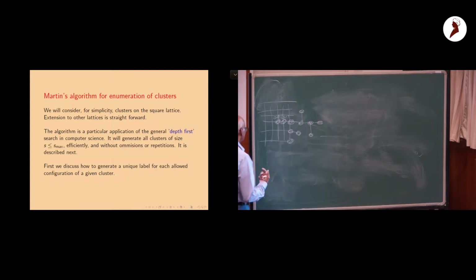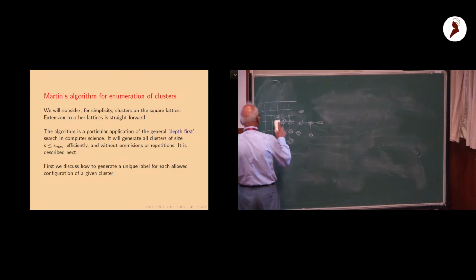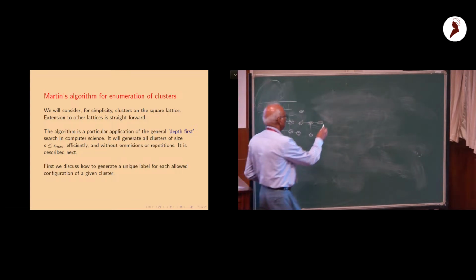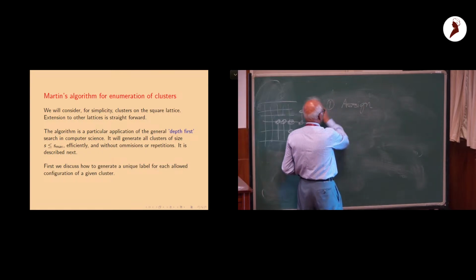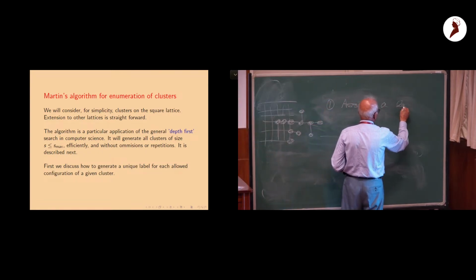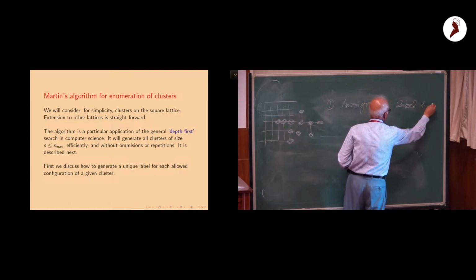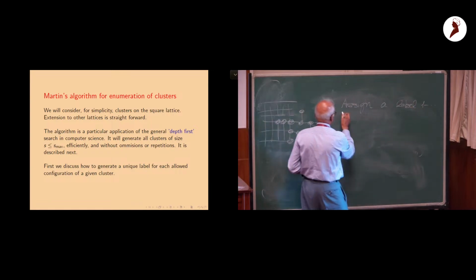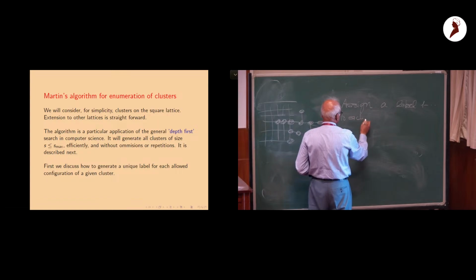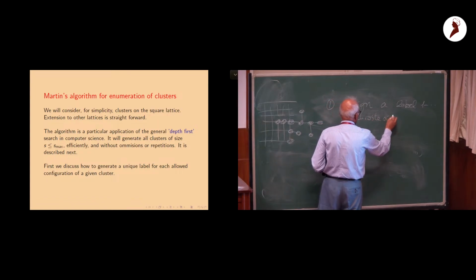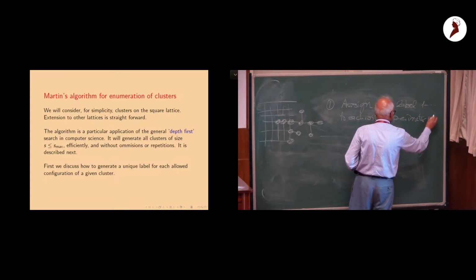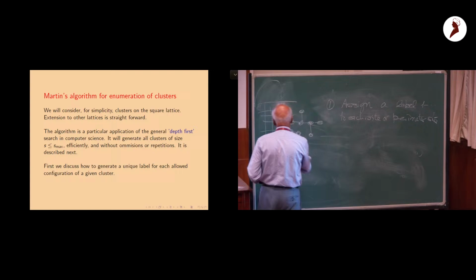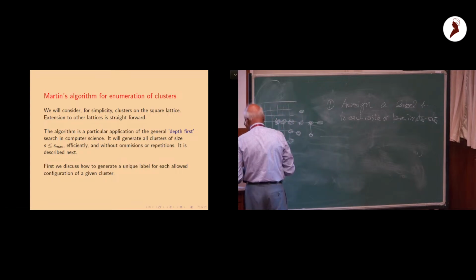So what I will do is assign a label, a number, to each site or perimeter site. Okay, so I start with the origin. The origin is assigned a label 1.